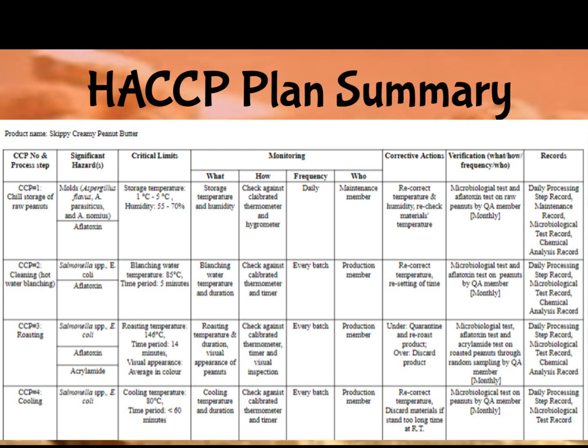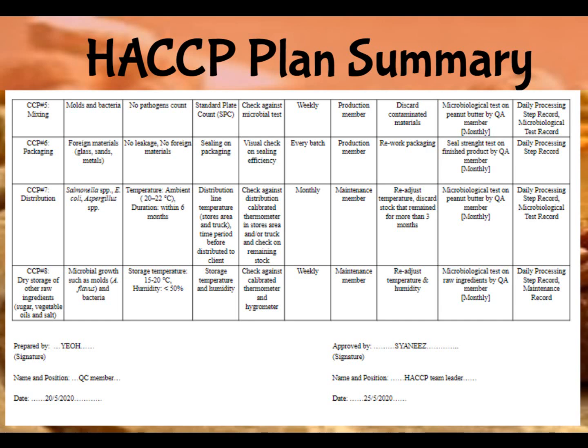The fourth CCP is cooling. The production member needs to check against the thermometer and timer at every batch. The identified hazard here is salmonella. The fifth CCP is missing. The identified hazards here are mold and bacteria. The critical limit is no pathogen count. The production member needs to check against a microbial test weekly. The sixth CCP is packaging. The production member needs to do a visual check on sealing efficiency at every batch of production of peanut butter.